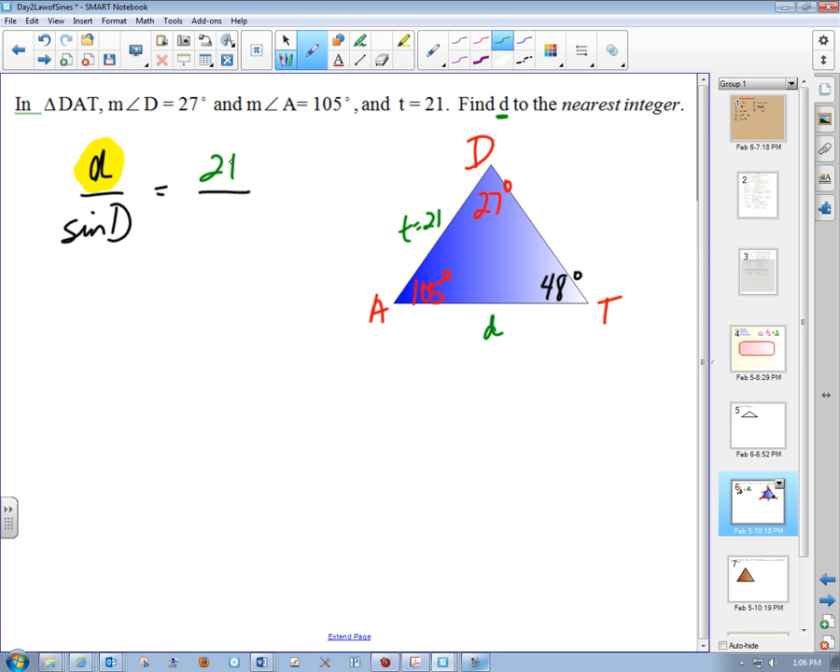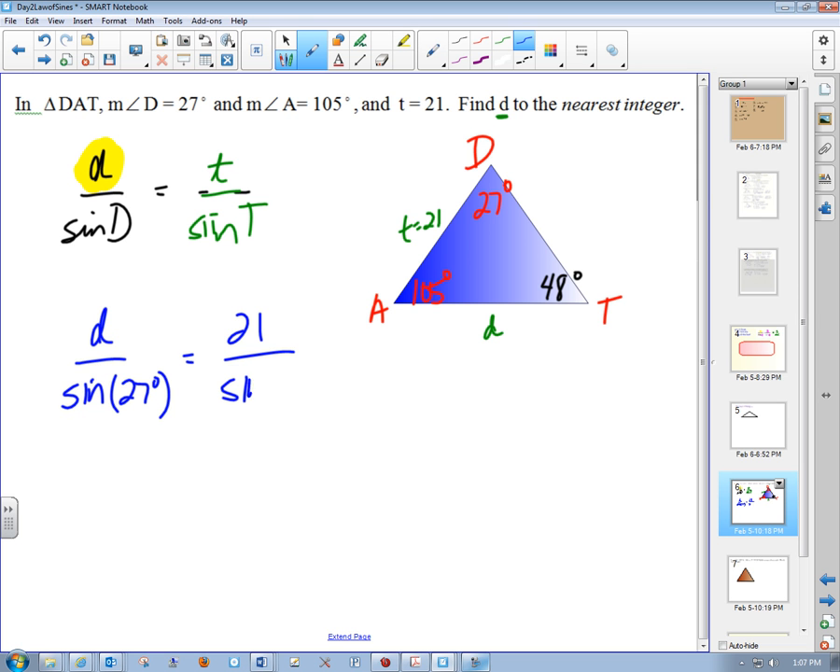A little side T, and I actually want to set this up with the letters first. I'm going to be using side T over angle T. And I suggest you do set it up with the letters first, because you're not always going to have A's, B's, and C's. Even when you do, things move around on you. So if you just set that up and then do a direct substitution, might help you out. So it's D over the sine of 27 degrees, we know what angle D is, equal to 21 over the sine of 48 degrees.